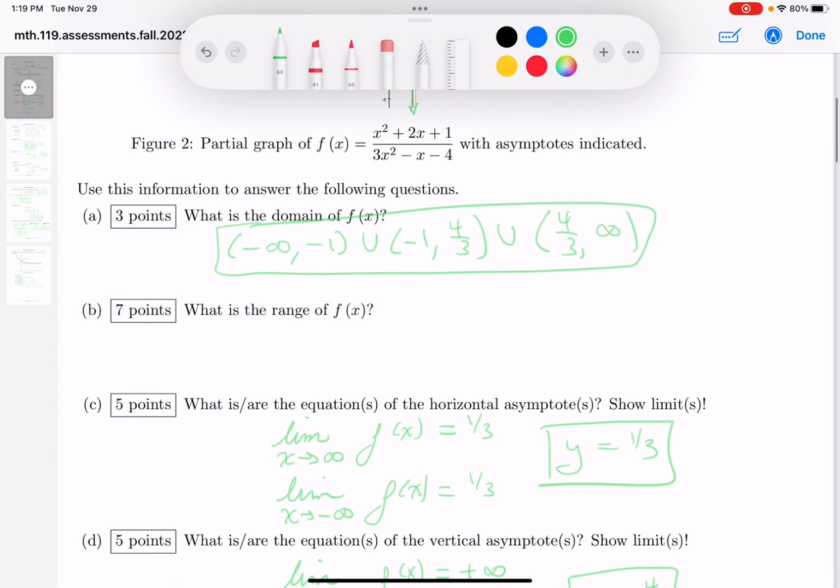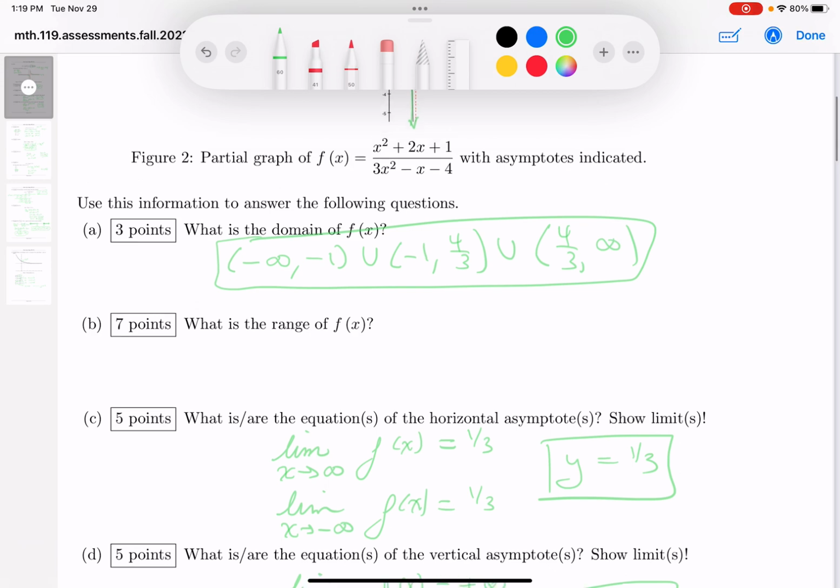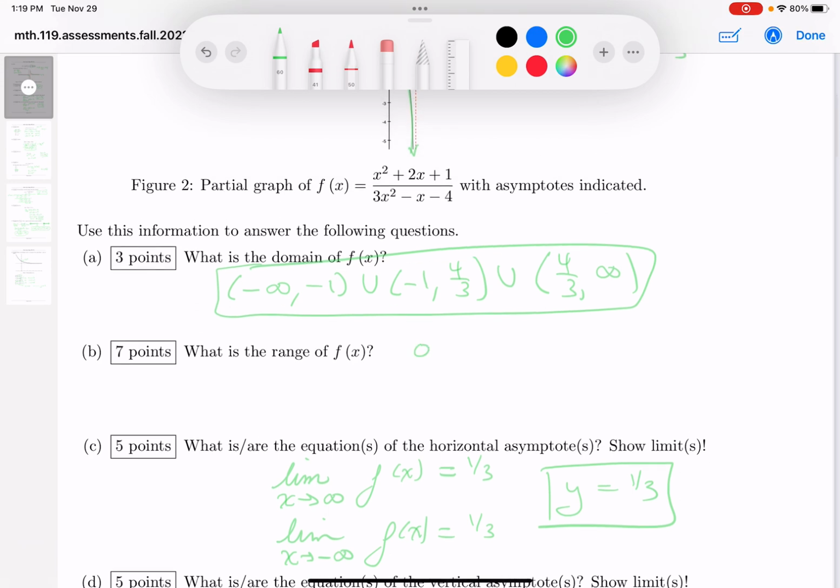So I think I'm ready to write the range down now. So the range of it, it's going to be all the numbers. But there's two numbers that are not going to come into play over here. 0 is not going to happen, and 1/3 is not going to happen. They're both not going to happen. Let's write this down. So minus infinity to 0, union 0 to 1/3, union 1/3 to infinity. I'll put a box in that.